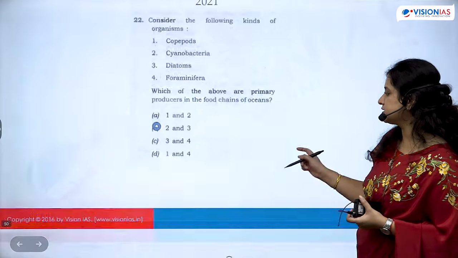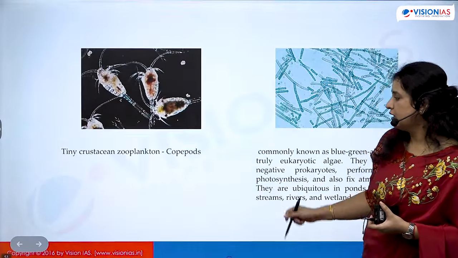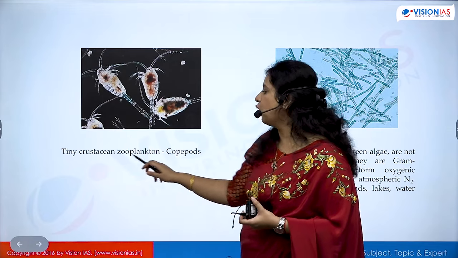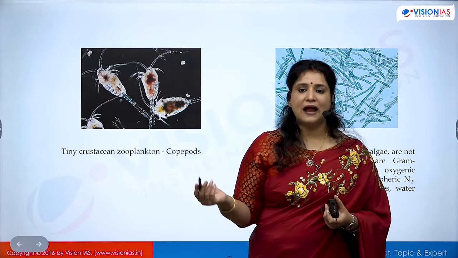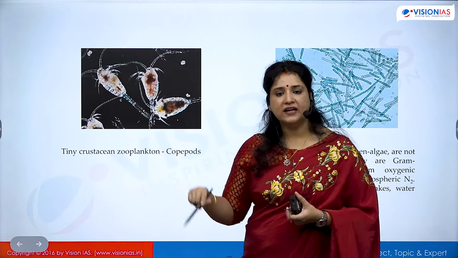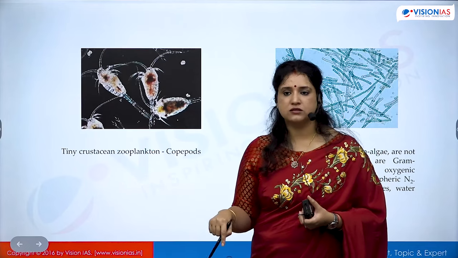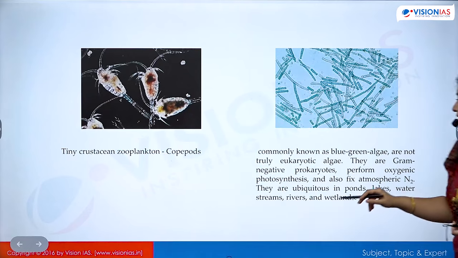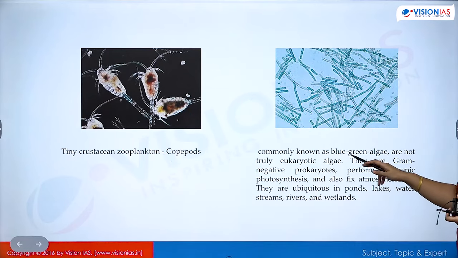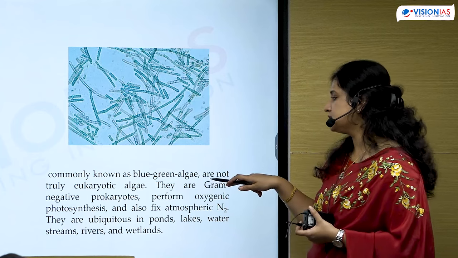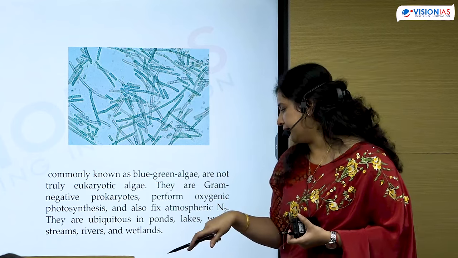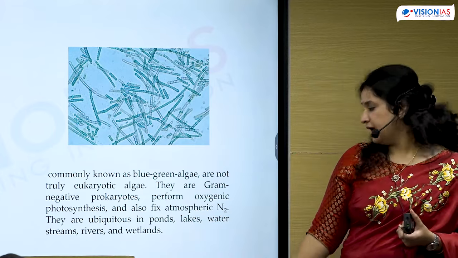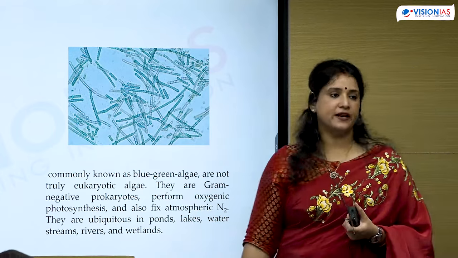Okay, now let's take a look. Copepods are tiny crustacean zooplankton. Zooplankton means animals, phytoplankton means plants. So these look like this. Then there is cyanobacteria. Cyanobacteria is known as blue green algae. They perform oxygenic photosynthesis and also fix atmospheric nitrogen.